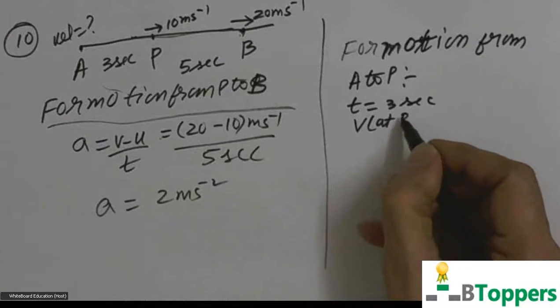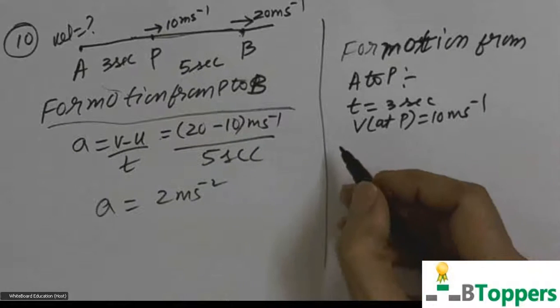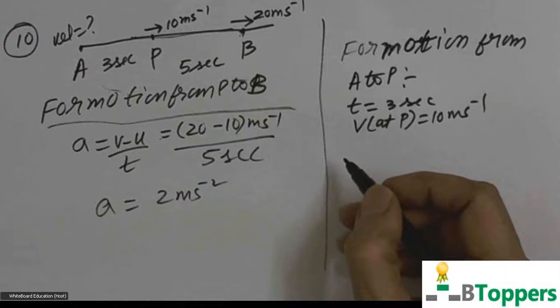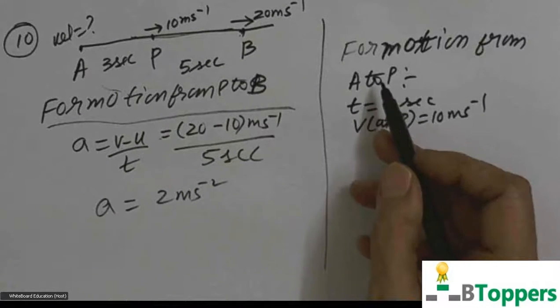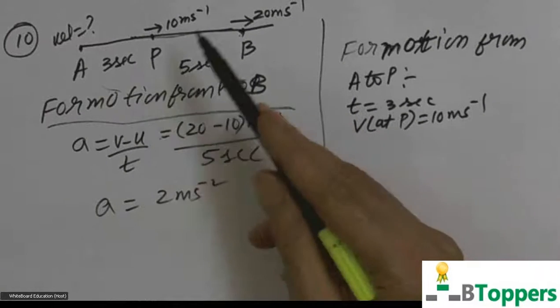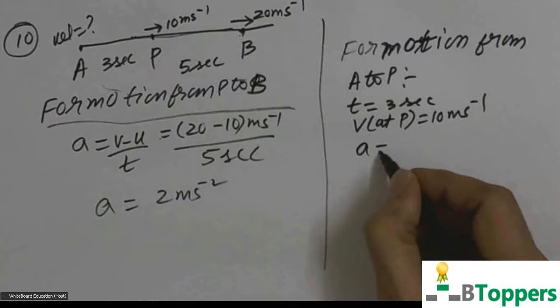The final velocity at P is 10 meters per second. In the present example, the body is moving with uniform acceleration. So the acceleration of the body for motion from A to P is the same as the acceleration of the body for motion from P to B, which is equal to 2 meters per second square.